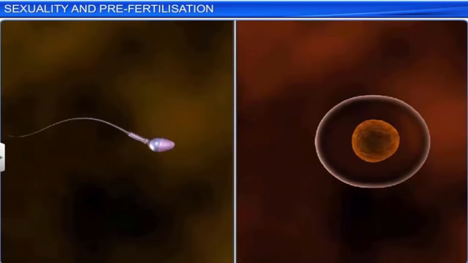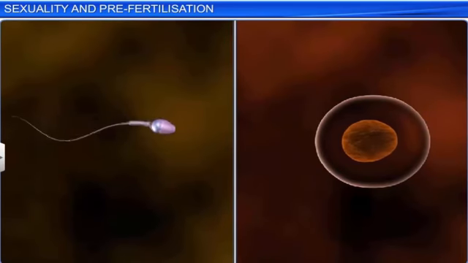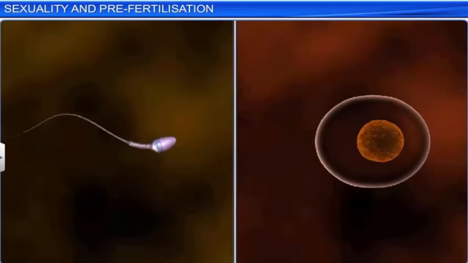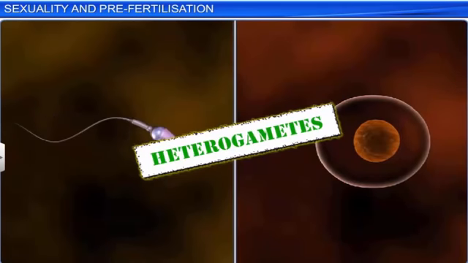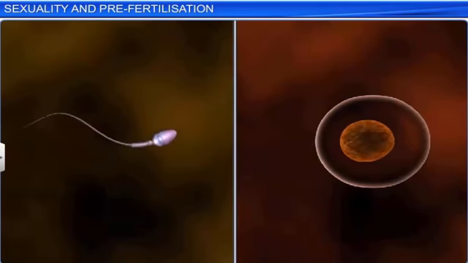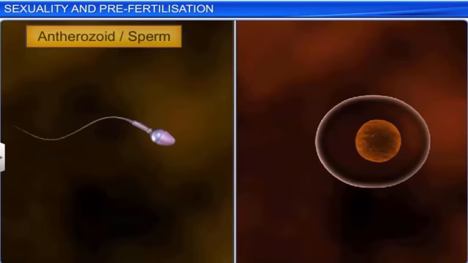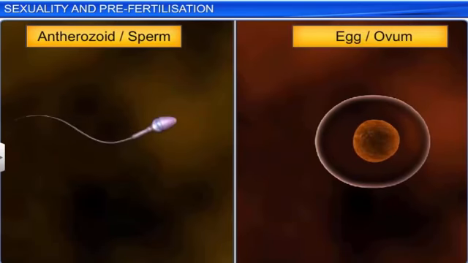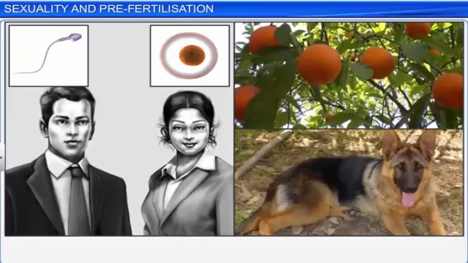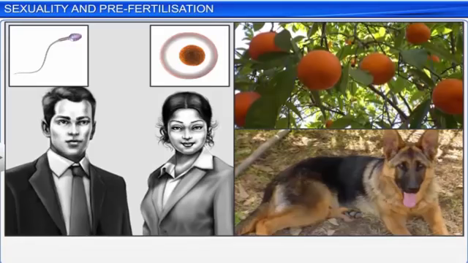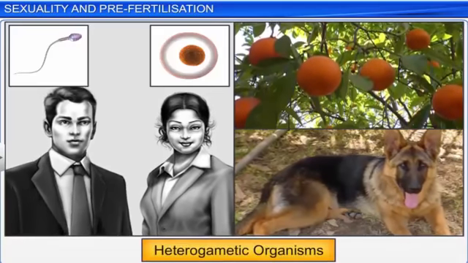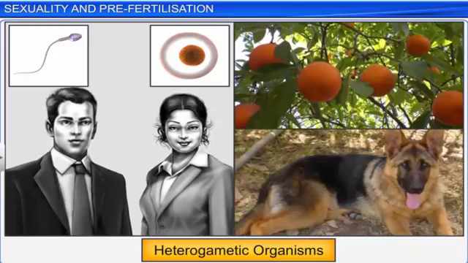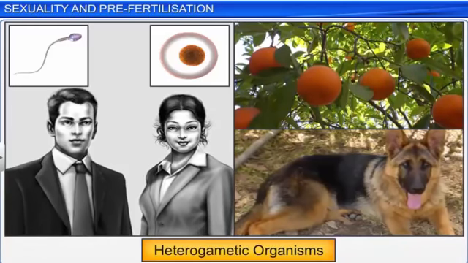These haploid gametes aren't morphologically similar, and hence they are called heterogametes. Moreover, while the male gamete is called the antherozoid or sperm, the female gamete is called the egg or ovum. Most sexually reproducing organisms, including human beings, are heterogametic, which means their gametes are heterogametes.